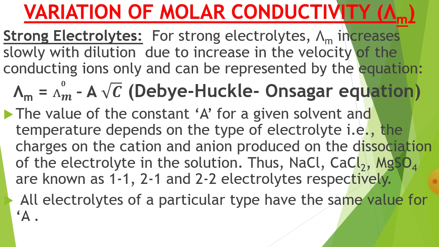So the value of A depends upon the charge of cations and anions. Now, all electrolytes of a particular type have the same value for A. That is, either it is NaCl or it is KCl, if the charges are the same, they have the same value of A.